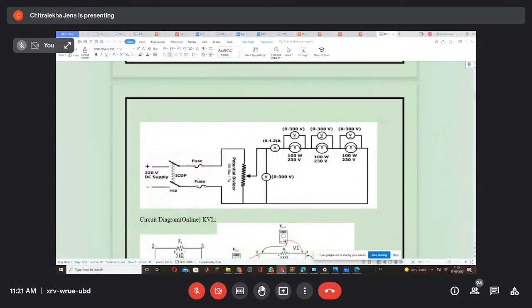You will do another 2-3 circuits, 4 circuits I will give: 2 circuits for KCL, 2 circuits for KVL. You will solve them theoretically using Kirchhoff's current law and you will check them practically with the help of simulation.